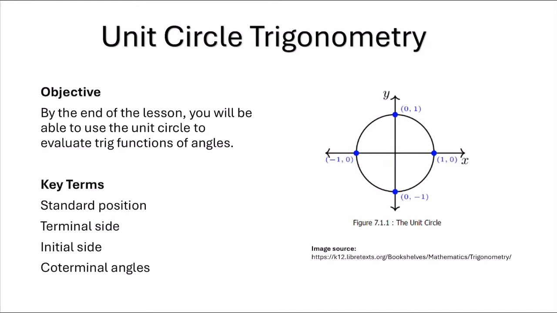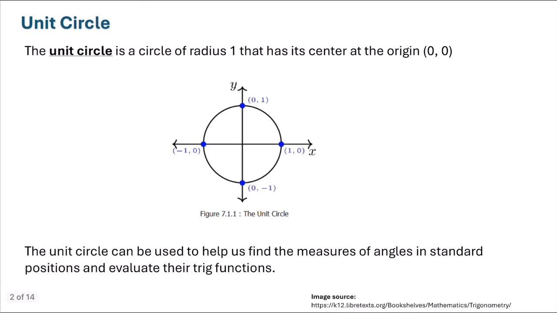So in this video, we're going to talk about how to use the unit circle to evaluate trig functions of angles. So the unit circle is a circle of radius 1 that has its center at the origin. The unit circle can be used to help us find the measures of angles that are in standard position. So you can see here we have an image of a unit circle. Notice it has a center at the origin and it has a radius of 1.